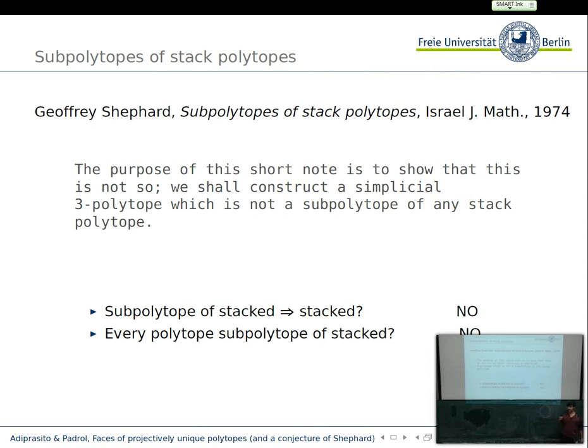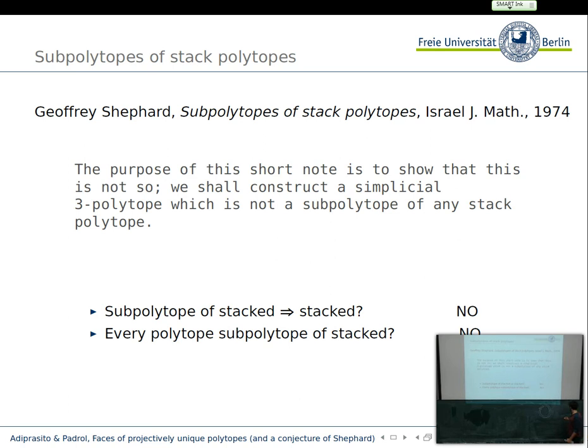And first, he proves that if these are close enough, every super polytope of this polytope, so every polytope such that this is a subpolytope of that polytope, has all its vertices also very close to the sphere. And this closeness depends on this closeness.